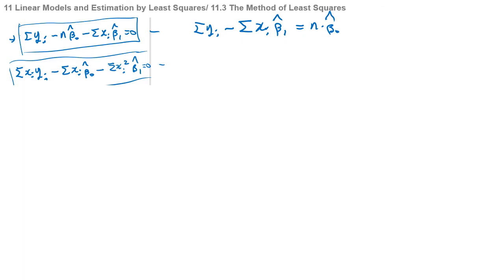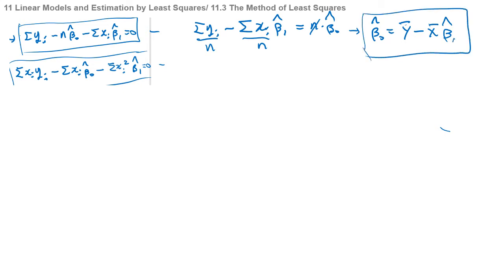And let's move this to this side, and this part becomes beta 0 hat is equal to sum of yi divided by n, which is y bar, minus x bar beta 1 hat. Okay, so we derive this one from the first equation.